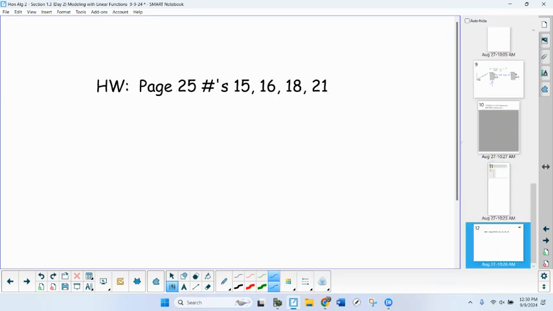Do we need graph paper? No, you don't need graph paper. You can graph in your calculator, but write the equation down. When it says find the line of best fit, write that equation down.